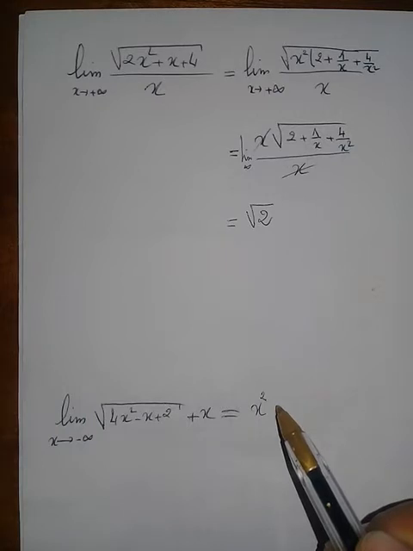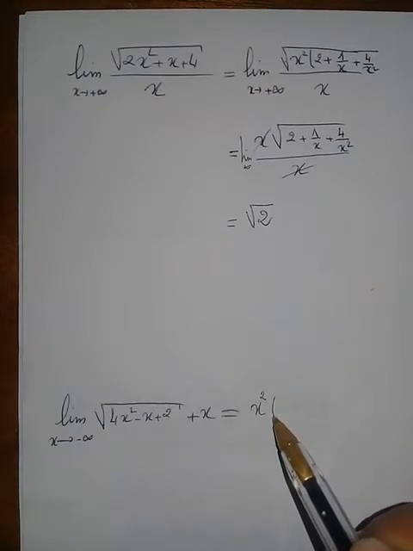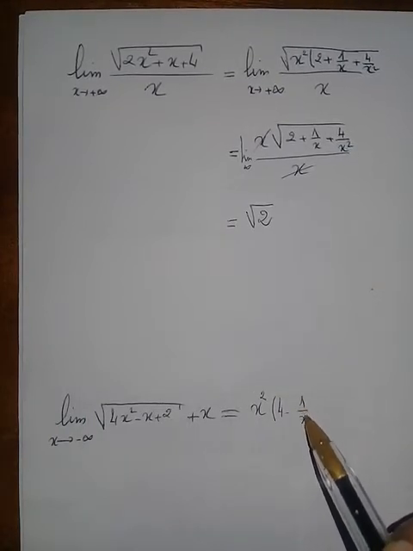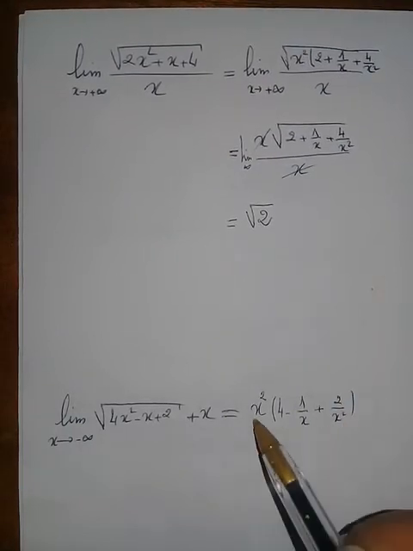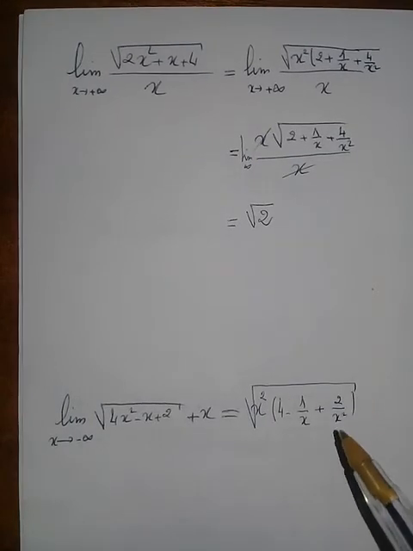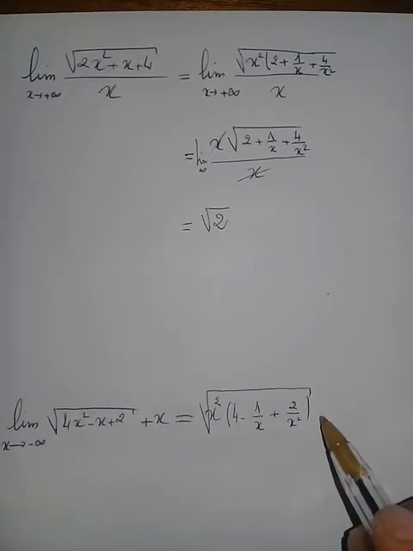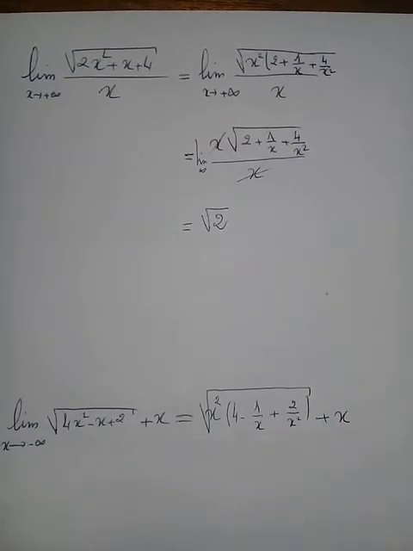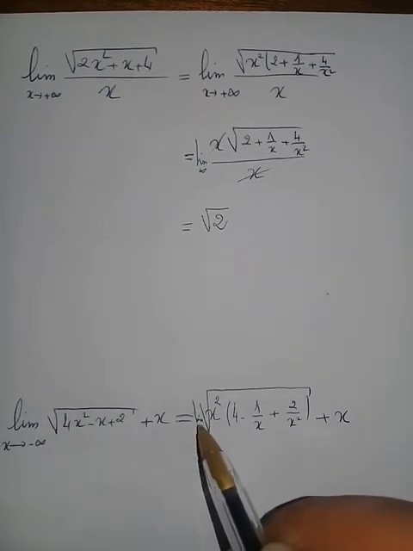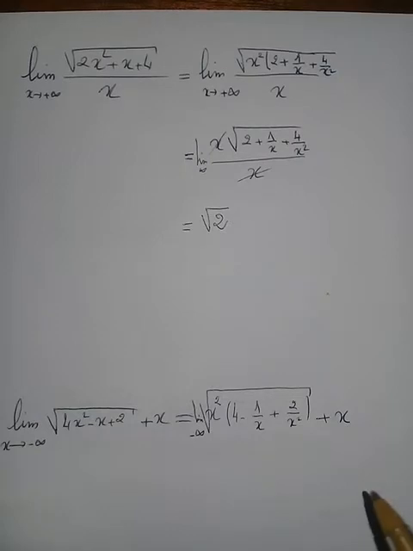x squared times 4 minus 1 over x plus 2 over x squared under the radical and plus x outside. Limit at negative infinity. So it's the limit as x goes to negative infinity.